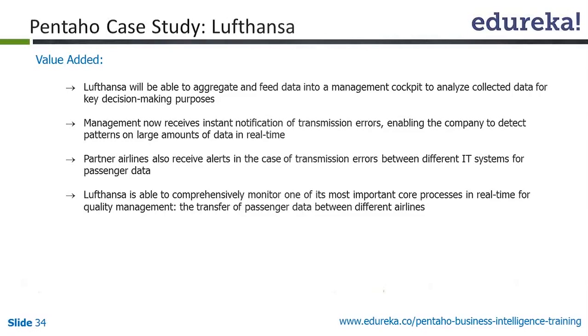The management now receives instant notification of transmission errors, enabling the company to detect patterns in large amounts of data in real time. Like I said, you can actually schedule your reports, which can be sent to the business users. This way they benefited a lot, and they can see in real time what is happening, and if something goes wrong, they are intimated immediately. Partner airlines also receive alerts in case of transmission errors between different IT systems for passenger data. So it was not only for Lufthansa, it is good for the other partner airlines as well.